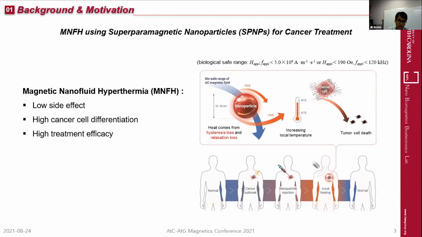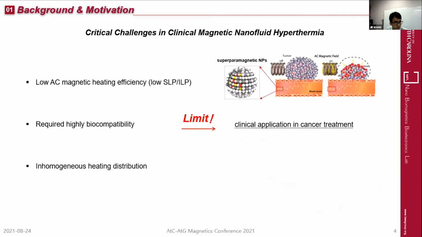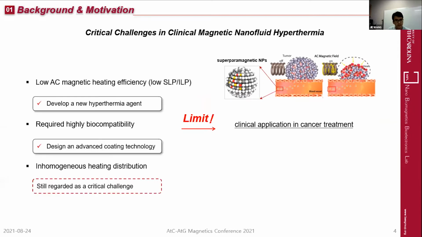Although magnetic nanofluid hyperthermia is very popular and appealing, there are still critical challenges in cancer clinics. The first is the low AC magnetic heating efficiency, that means low SLP or ILP, the specific loss power and the intrinsic loss power. The second is the required high biocompatibility. And the third is the inhomogeneous heating distribution. Many research works have been carried out to overcome these challenges, like developing new hyperthermia agents with high heating efficiency, or designing advanced coating technology or surface modification.